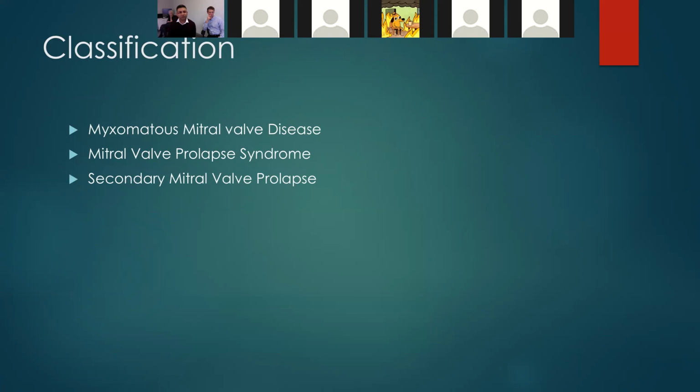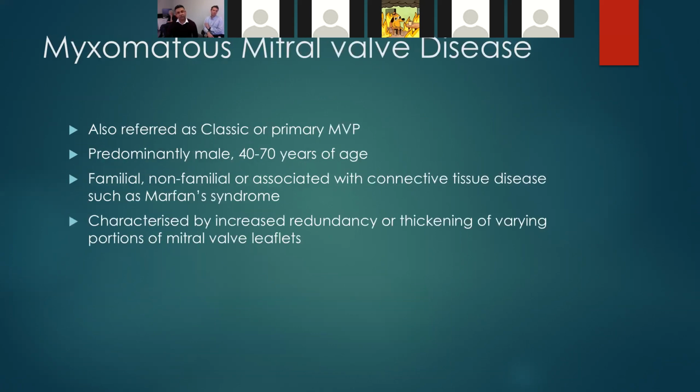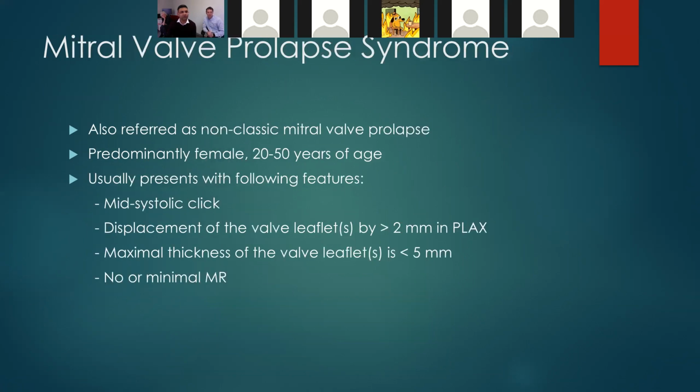To classify mitral valve prolapse, there are mainly 3 types: myxomatous, MEP syndrome, and secondary. Myxomatous mitral valve disease is known as classical primary MVP, mainly in middle-aged males. It could be familial, non-familial, or associated with connective tissue disorders like Marfan's, and is mainly characterized by increased redundancy or thickening of the leaflets.